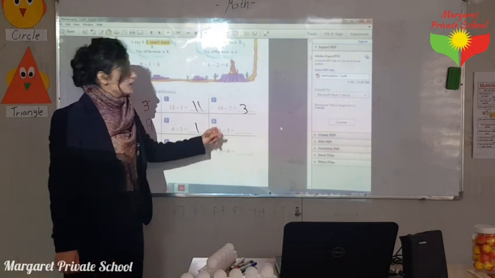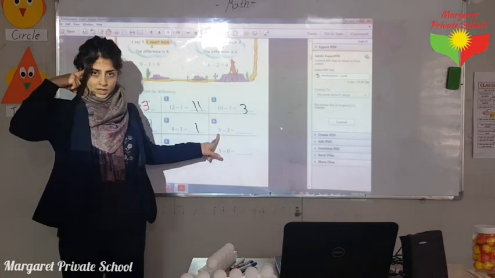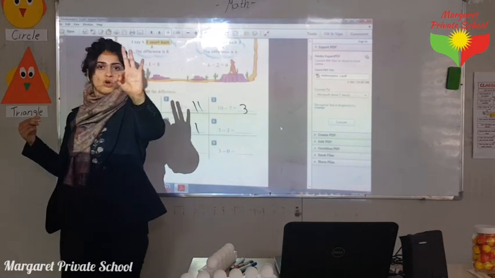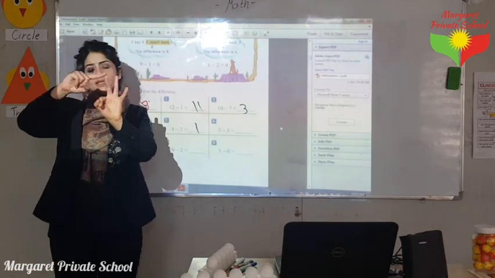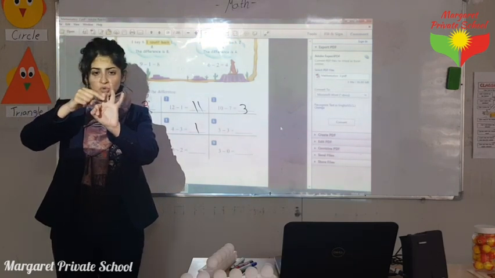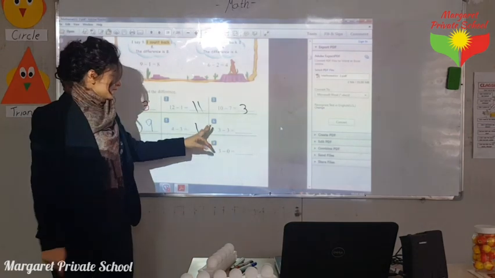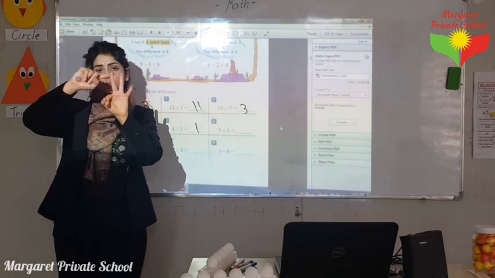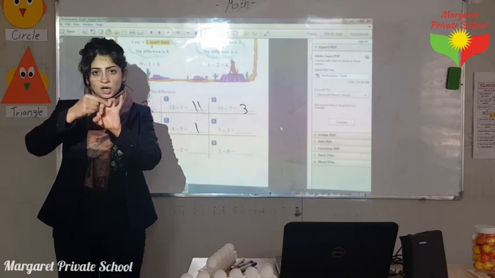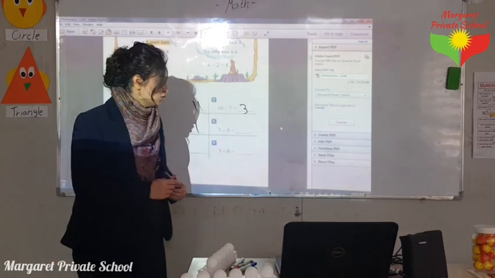3 minus 3. The first number 3 from brain and the second number from hand. Before number 3, we have 2, 1, 0. So 3 minus 3 is 0.